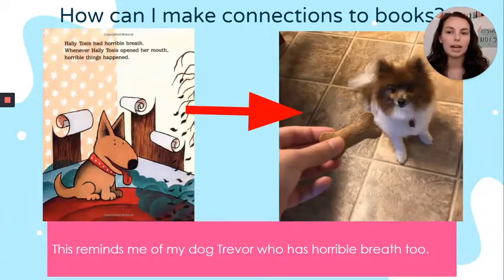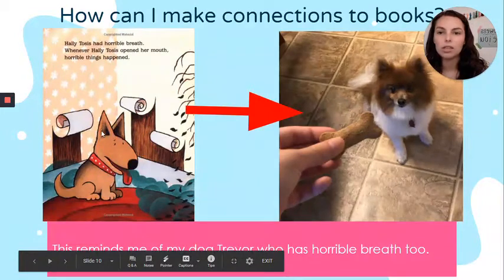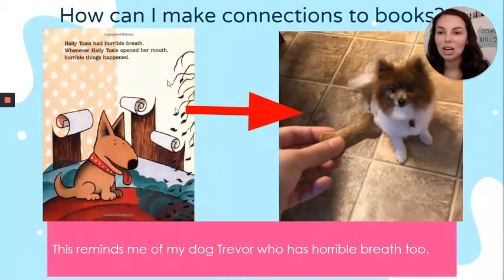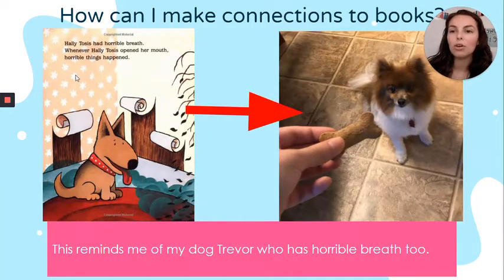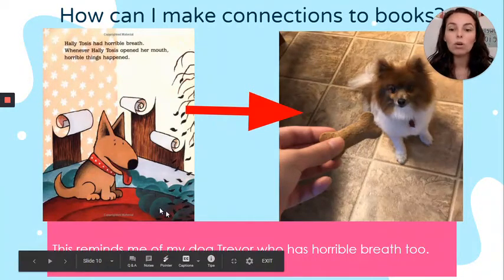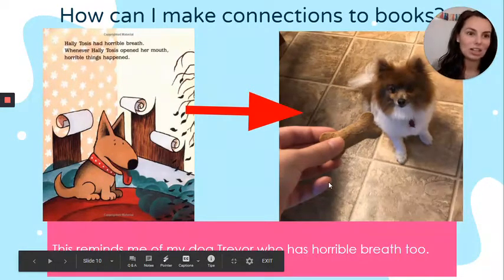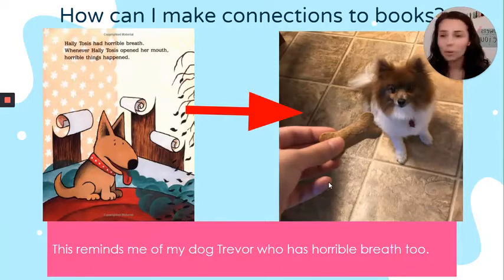So I'm going to make a connection from one of my favorite books. This book is called Dog Breath, and we'll read it later on in the year. This page says, Halitosis had horrible breath. Whenever Halitosis opened her mouth, horrible things happened. And I can make a connection to this book because I can say, this reminds me of my dog, Trevor, who has horrible breath too.